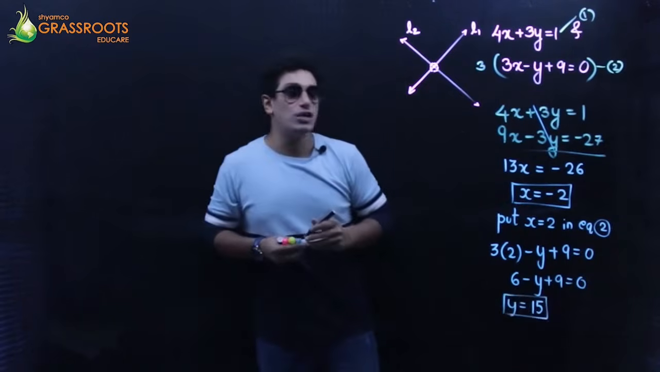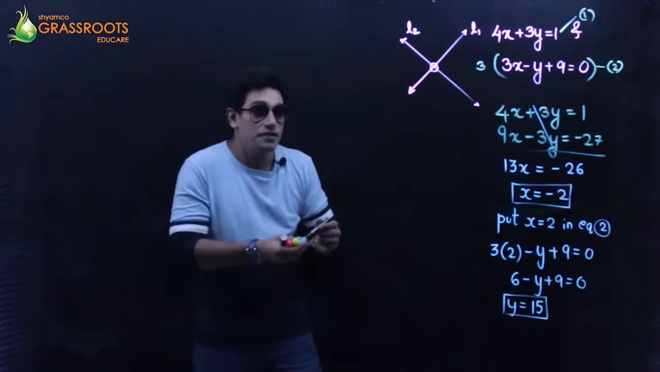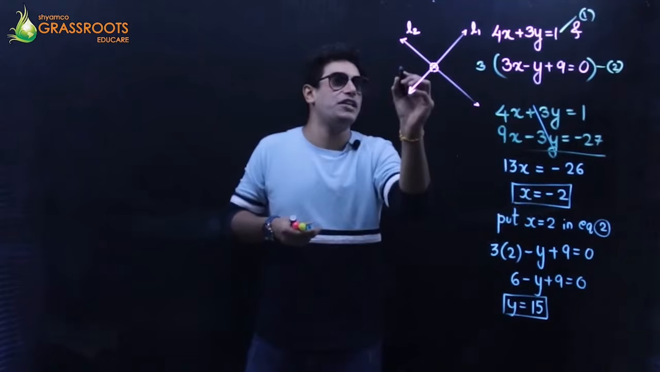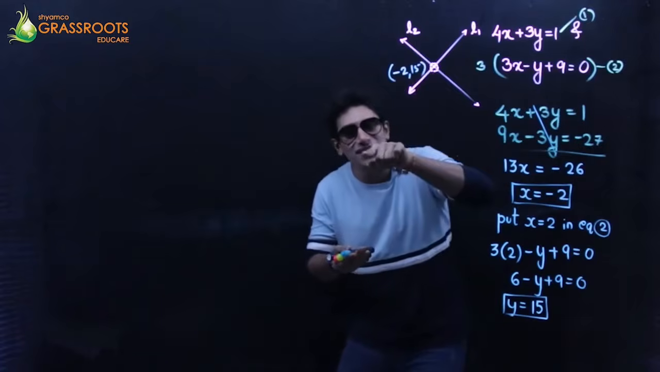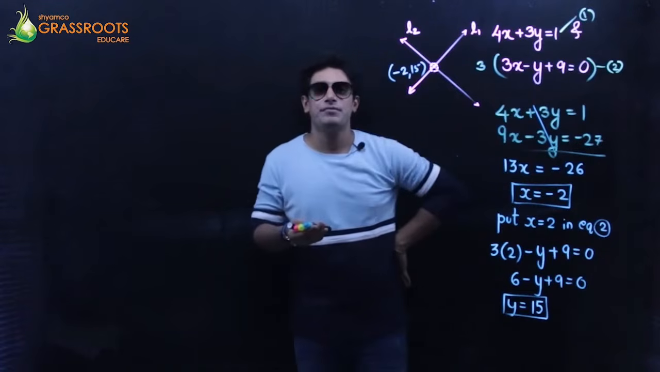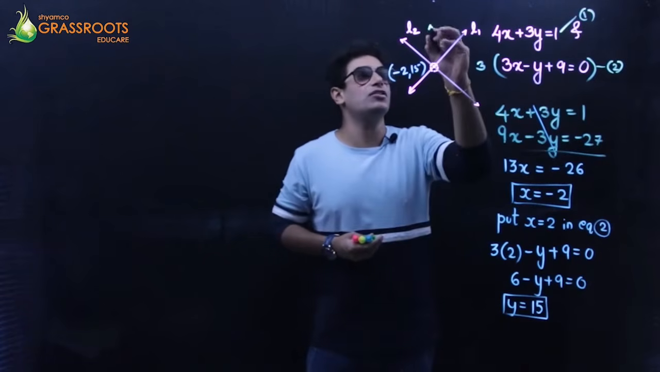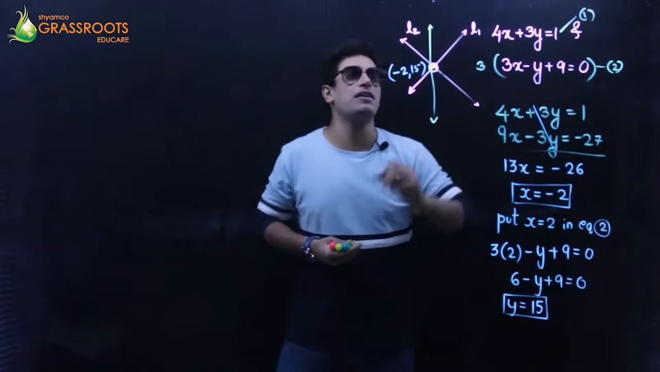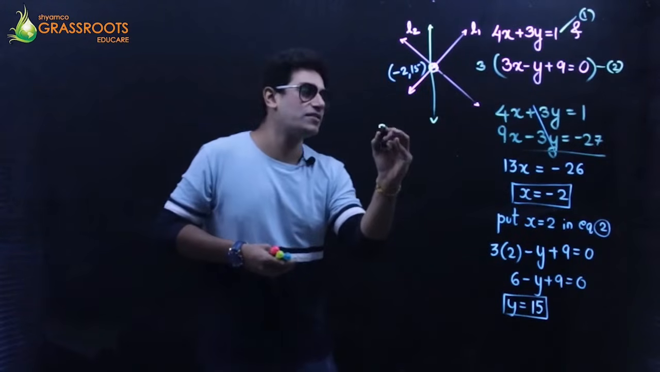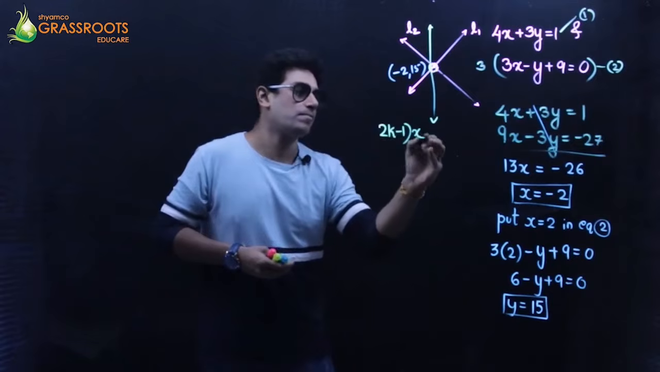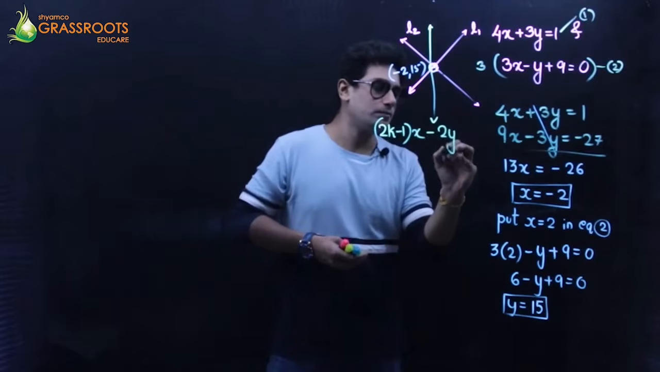Now I have been told that this point, that means (-2, 15), passes through the third line. Can I say that the lines are concurrent? Now there is also the third line and the same point passes through the third line. The third line is given by (2k minus 1)x minus 2y is equal to 4.